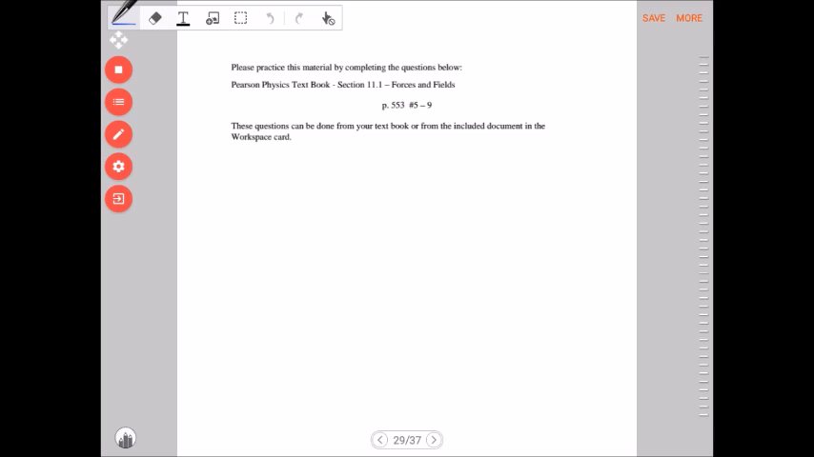Anyways, I want you guys to practice this stuff. It's section 11.1 in your textbook, starting on page 553, numbers 5 through 9. You can use your textbook, or you can print those pages off from the workspace card.